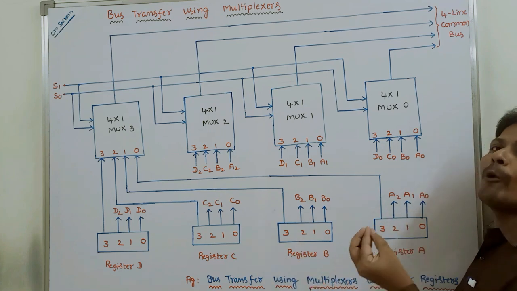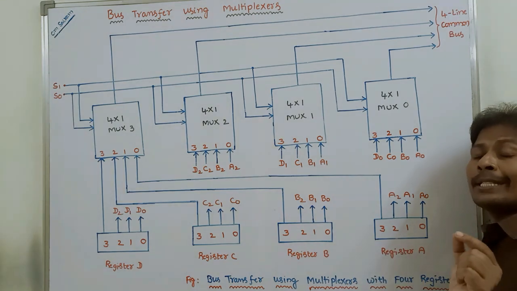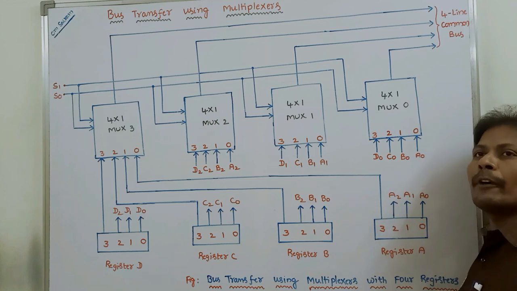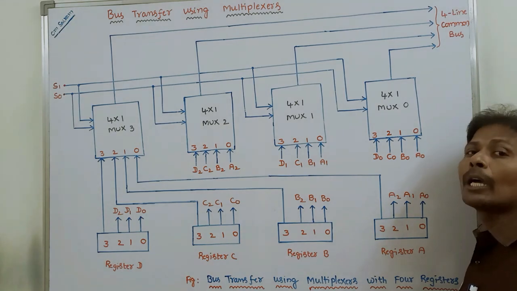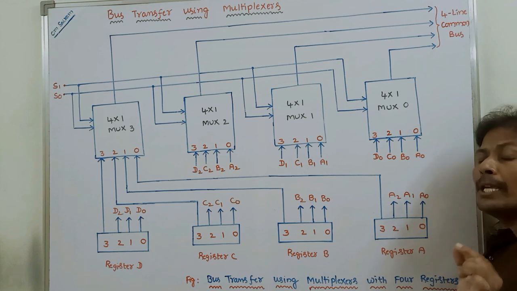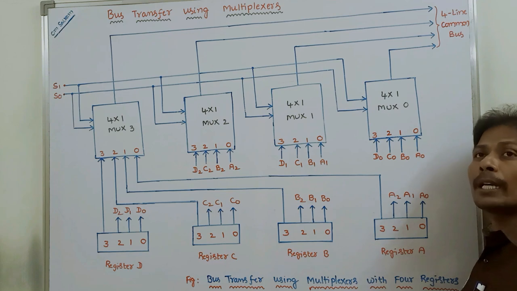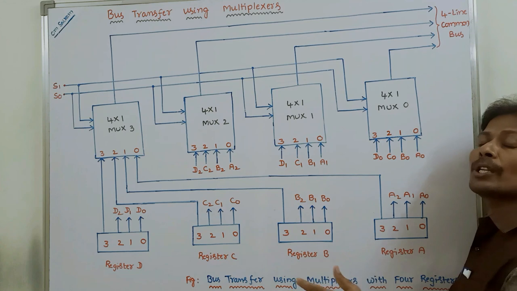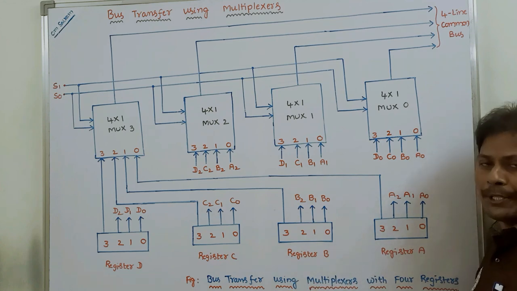How can we avoid this many connections? A more efficient scheme to transfer information from each register to all other registers in a multiple register configuration is a common bus system. By using a common bus system, we reduce the number of connections needed to transfer information from each register to all other registers in the system.